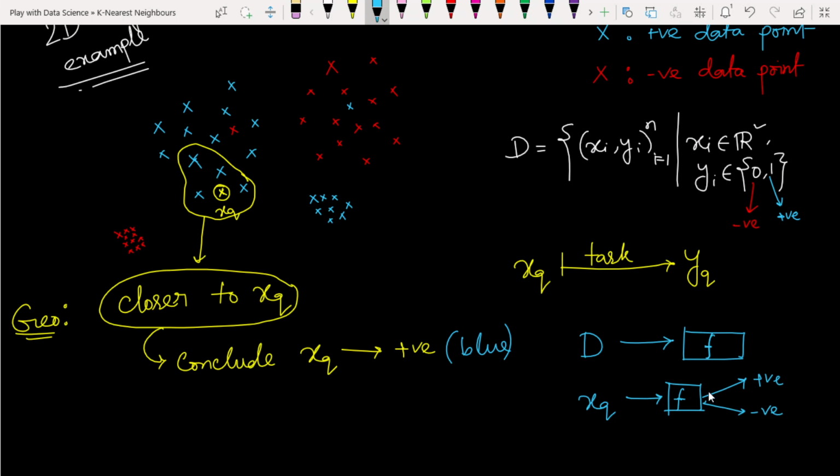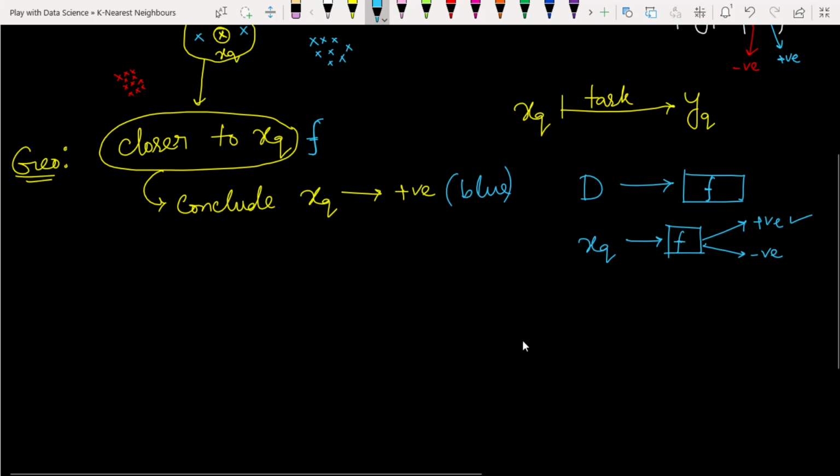Here, first we considered our algorithm to be: find the closest point to xq. This is our f, closest to xq. Using the data set D to find the closest points of this xq, let's take these 4 points as the closest to our query point. Since these closest points are blue, meaning positive data points, we can conclude that our query point's class label will be positive. So this is what we have.